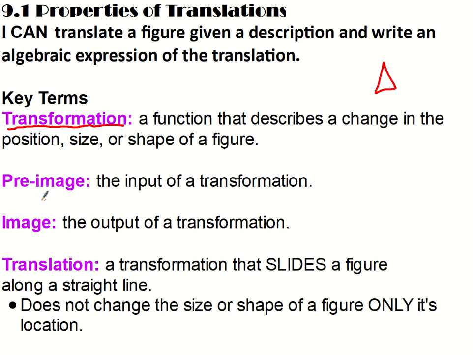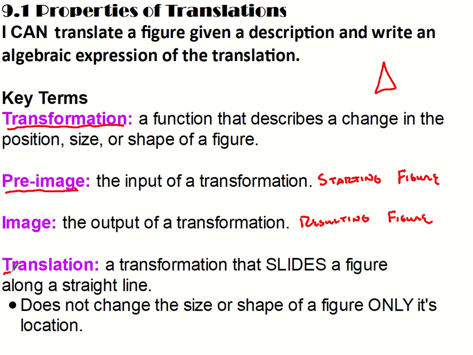So in order to perform transformations, we start with our pre-image. That's our starting image. Let's add that to this key term. We're starting with the pre-image. So the starting figure is the pre-image. And the image is the resulting figure after the transformation. So we're going to have a pre-image, and then we're going to transform it, and then what we end up with is our new image.